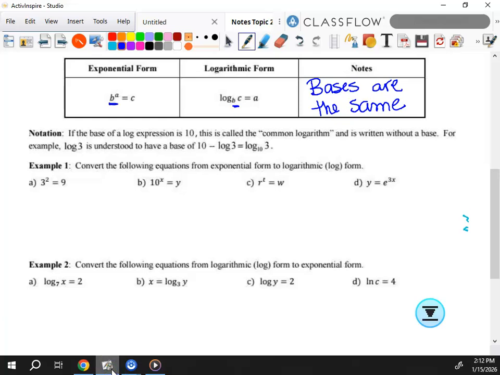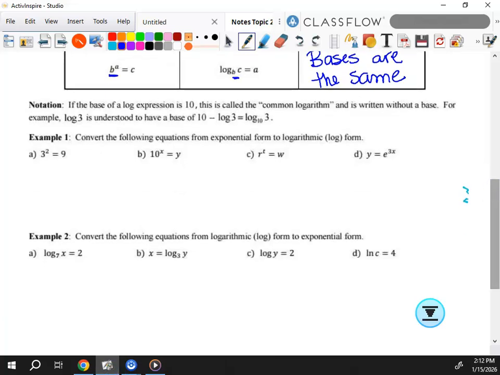He made reference to the common log, right? And that is when it is log base 10. So this says if the base of a log expression is 10, it is called the common logarithm and is written without the base. Sometimes. I'll clarify on that in just a second. For example, if I just have log of 3, it's understood that you have a base of 10. So log 3 is equal to log base 10 of 3.